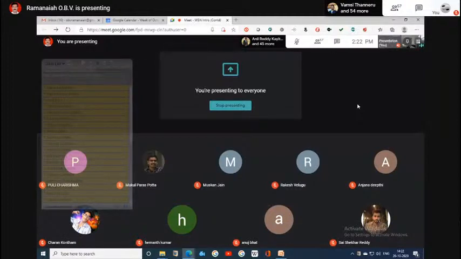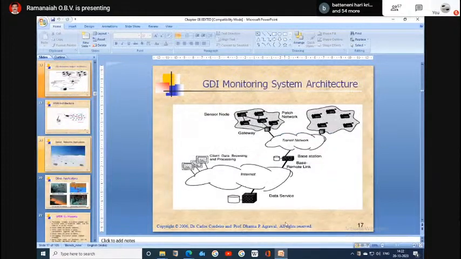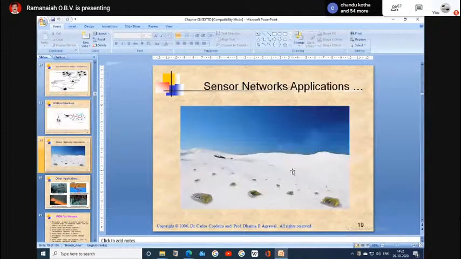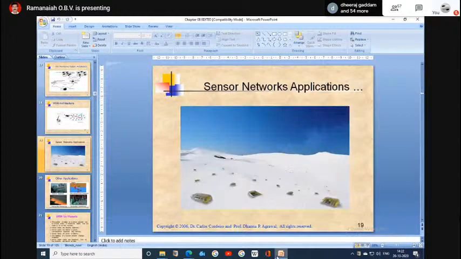So in this session, I have explained this architecture, right? And the typical applications, right? Morning I have not covered these applications, but architecture is covered, right? So any doubts, please?